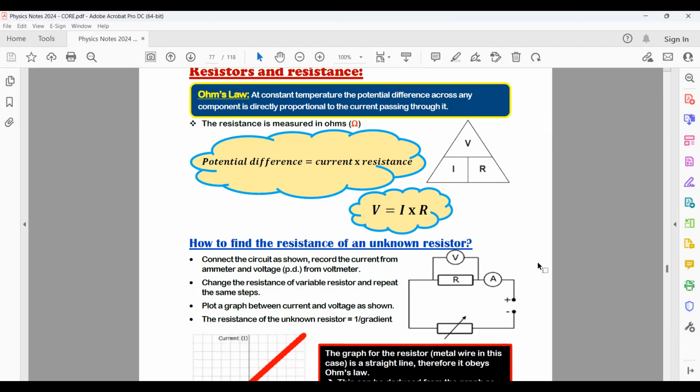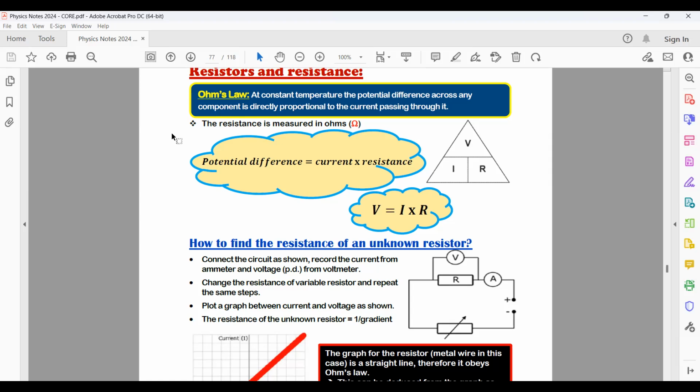Similar to what we said at the beginning of the year, in any triangle, any two quantities next to each other are always inversely proportional. So now we can understand what Ohm has said in his law. Ohm's law said at constant temperature, the potential difference, which is the V, at any component is directly proportional to the current passing through it.